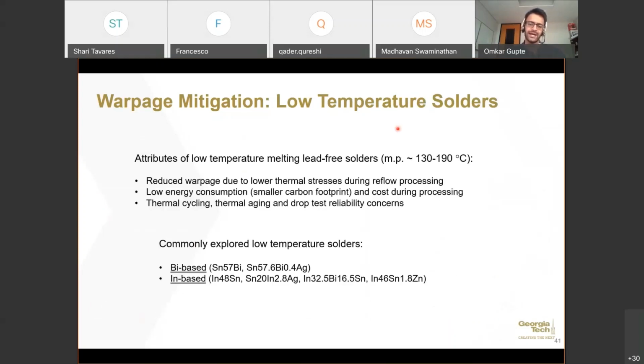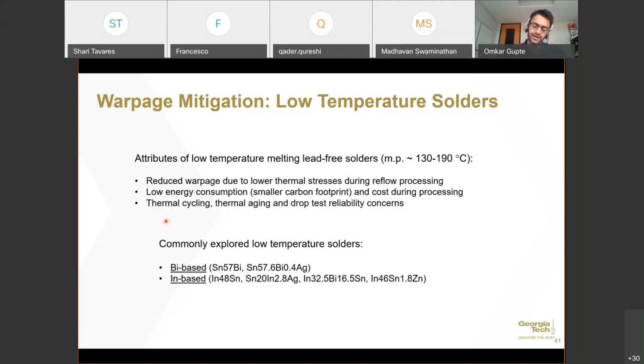The other solution is using low temperature solders, and the important attribute of these low temperature solders is that the melting point of the lead-free low melting solders is usually between 130 and 190 degrees Celsius. So they end up having a lower peak reflow temperature, not as high as SAC solders. So it reduces the warpage as there are lesser thermal stresses during processing. Also, they have lower energy consumption, which essentially leads to a lower carbon footprint and lower cost because of lower energy consumption during processing.